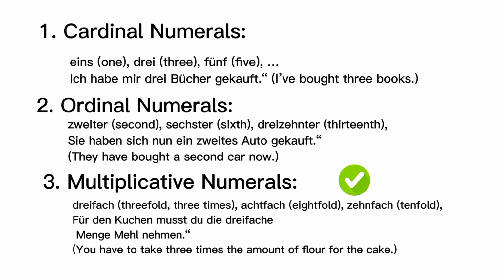Then we have multiplicative numerals. In this type of numerals, we use numbers like 3 times, 4 times, 8 folds, 10 folds, etc. In the example, you can see that you have to take 3 times the amount of flour for the cake. Here, 3 times is a multiplicative numeral.